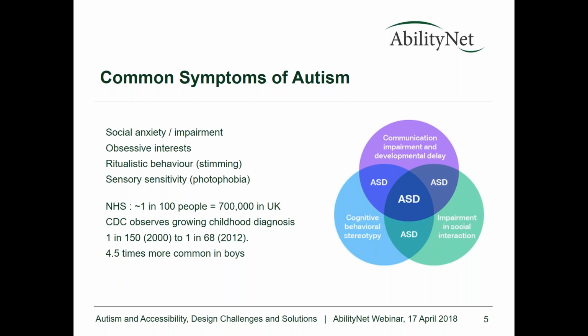In terms of statistics, we would look at about 1 in 100, which is about 700,000 people in the UK. Something that in the US, the Centre for Disease Control are observing is a really growing rate in childhood diagnosis. So in about the year 2000, about 1 in 150 children were being diagnosed, and that's now up to 1 in 68. So you may very often come across the 1 in 100 statistic. However, that does seem to be something that is going to become 1 in a lot lower than 100.